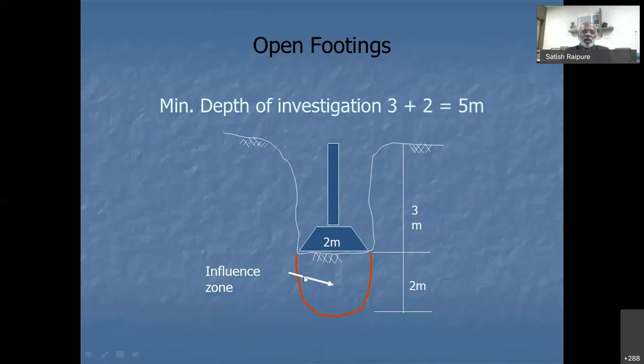If it is confined, then no problem. If it is not confined, then settlement may occur. That's why we must investigate up to 5 meters if you want to provide open cast foundations at 3 meter depth.